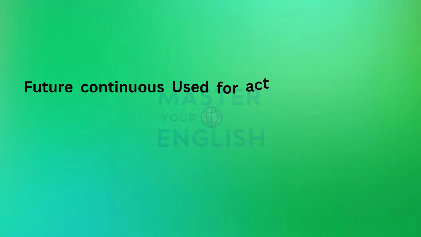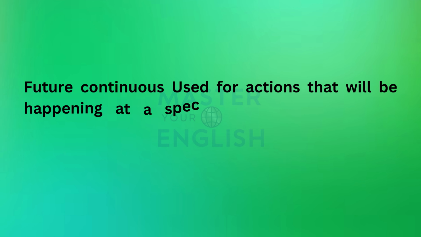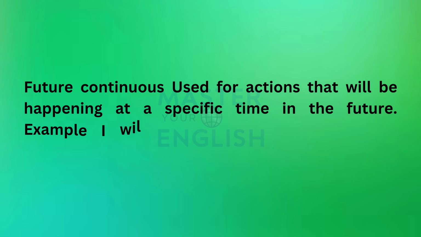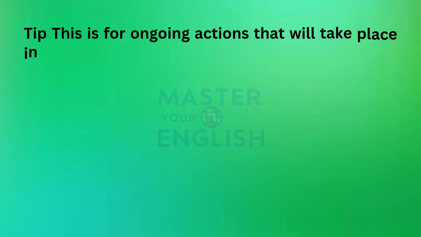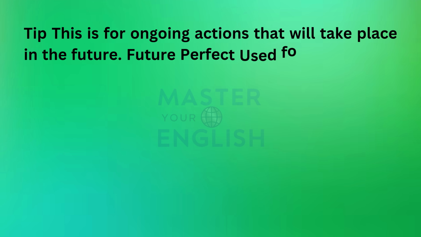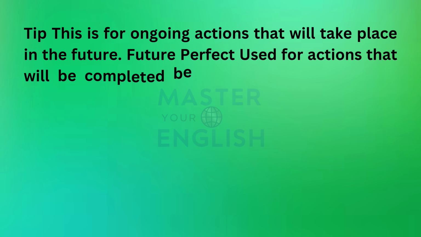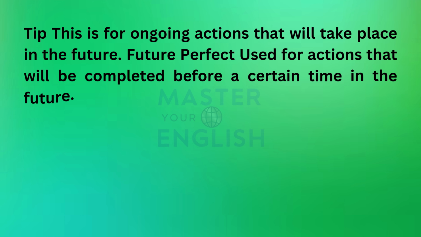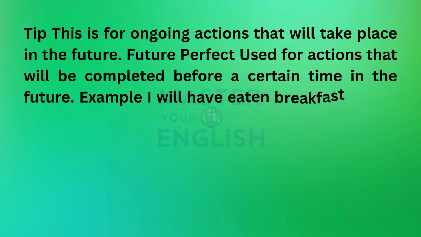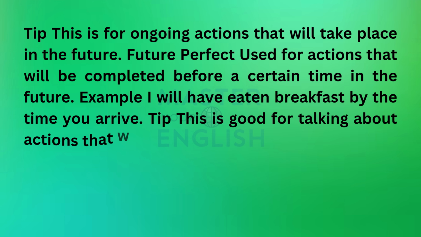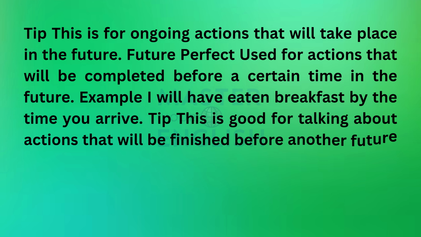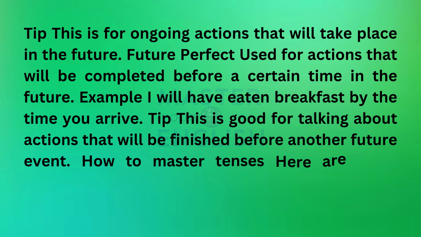Future continuous: used for actions that will be happening at a specific time in the future. Example, I will be eating breakfast at 8 a.m. tomorrow. Tip: this is for ongoing actions that will take place in the future. Future perfect: used for actions that will be completed before a certain time in the future. Example, I will have eaten breakfast by the time you arrive. Tip: this is good for talking about actions that will be finished before another future event.